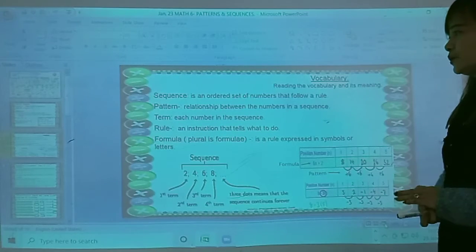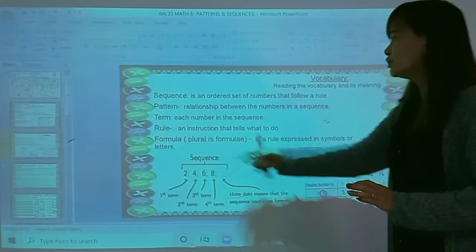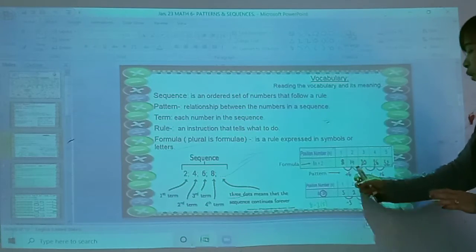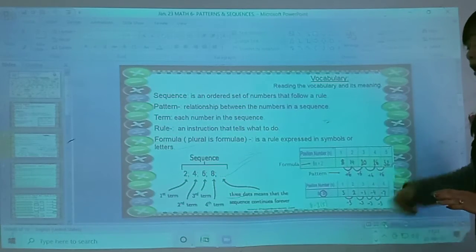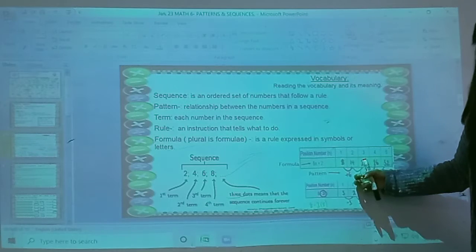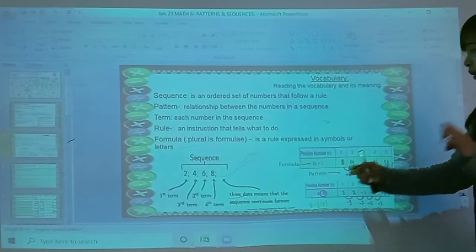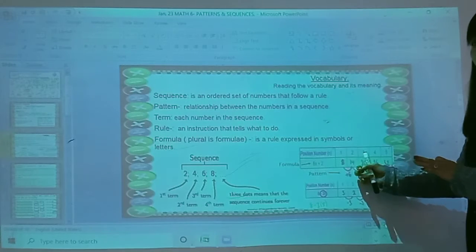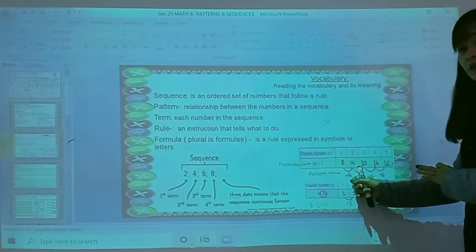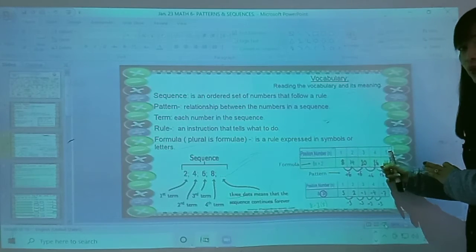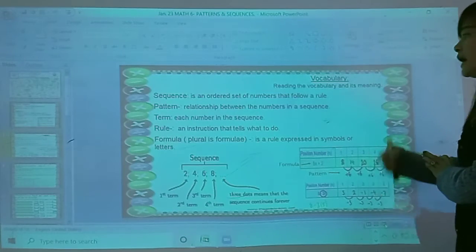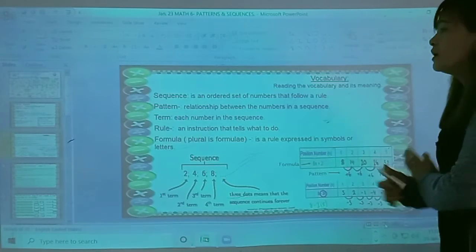And how about the rule? A rule is an instruction that tells what to do. Like for example, this one. What is the rule that we are going to use? The rule is also the pattern in the sequence. We need to know what the rule is. The rule is adding 6 to each number in the sequence. So this is the rule. The rule is very important to find the next numbers of the given sequence.